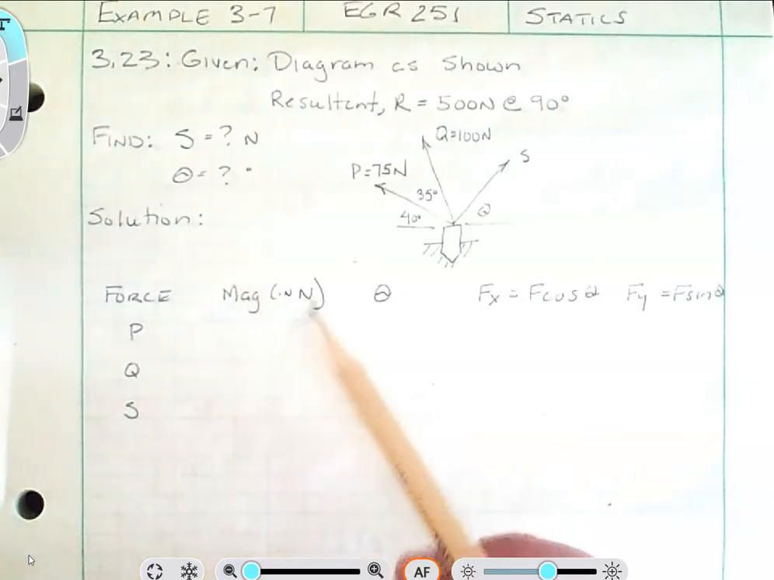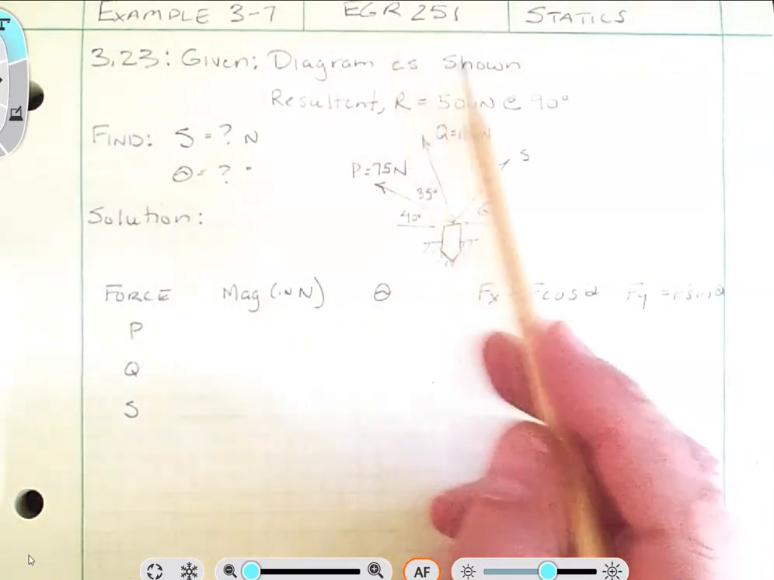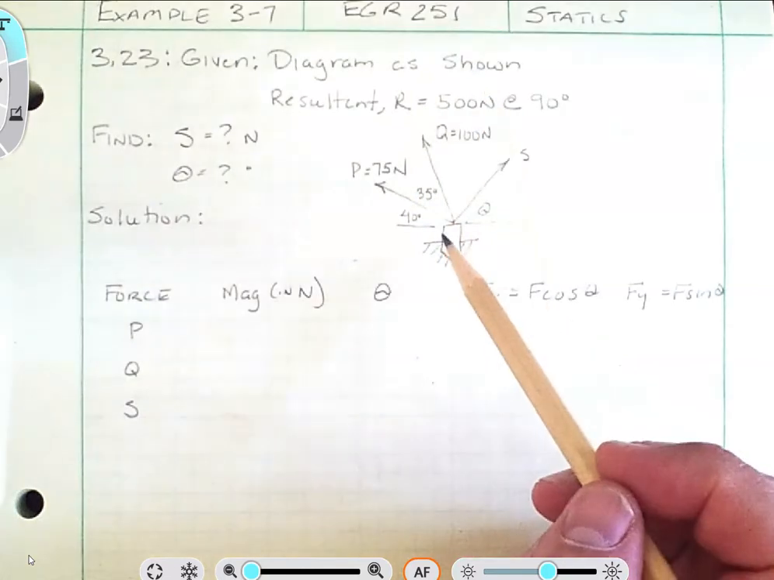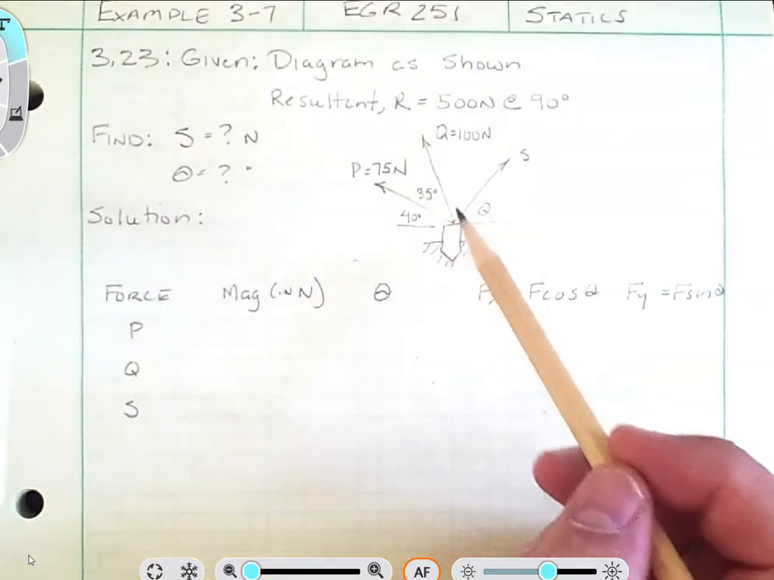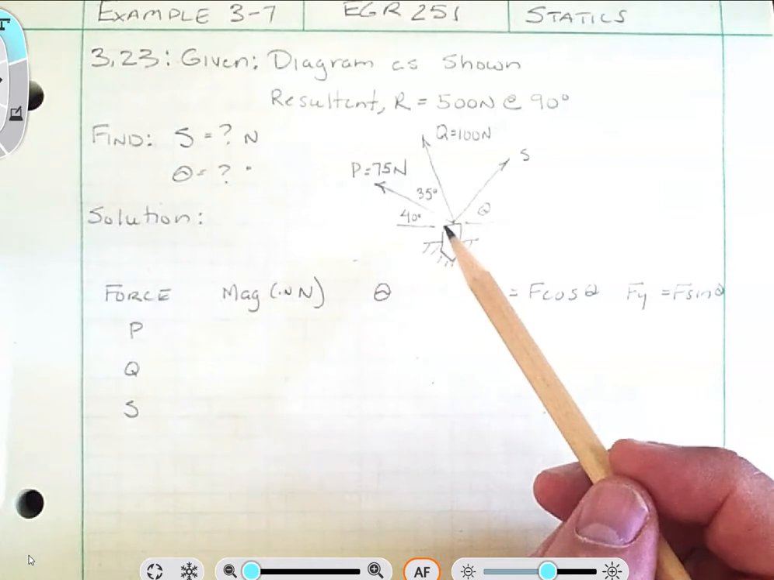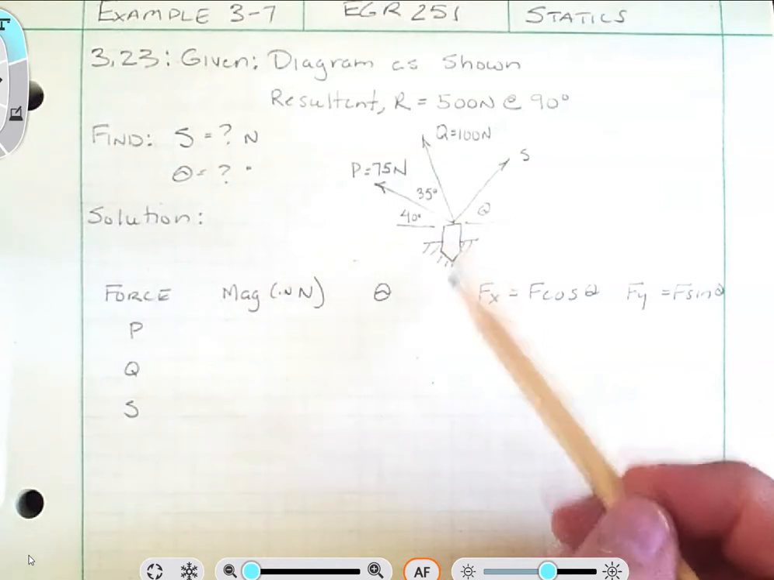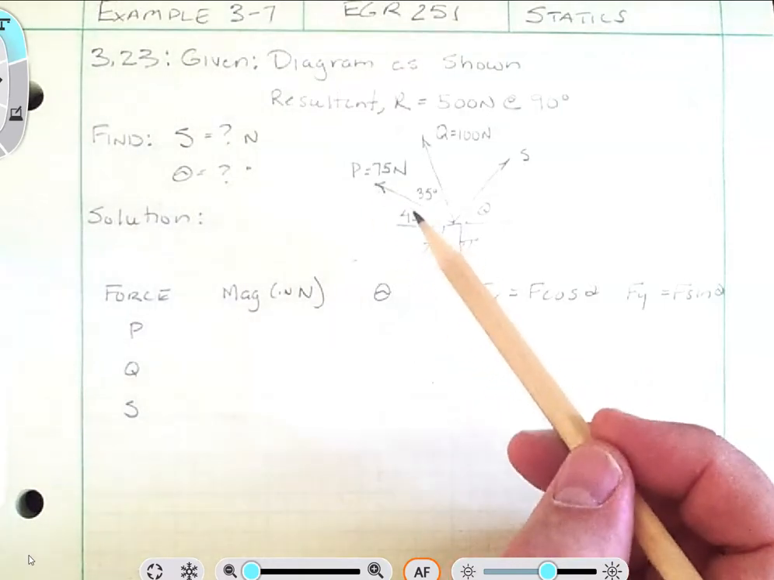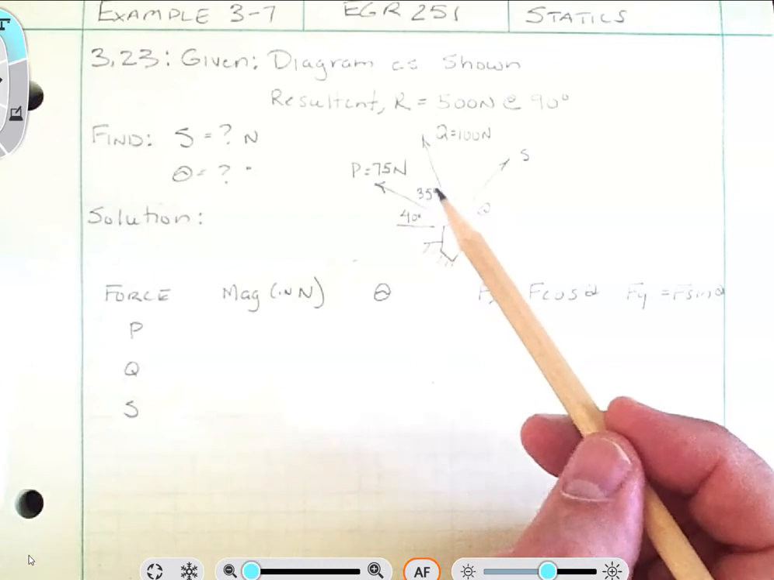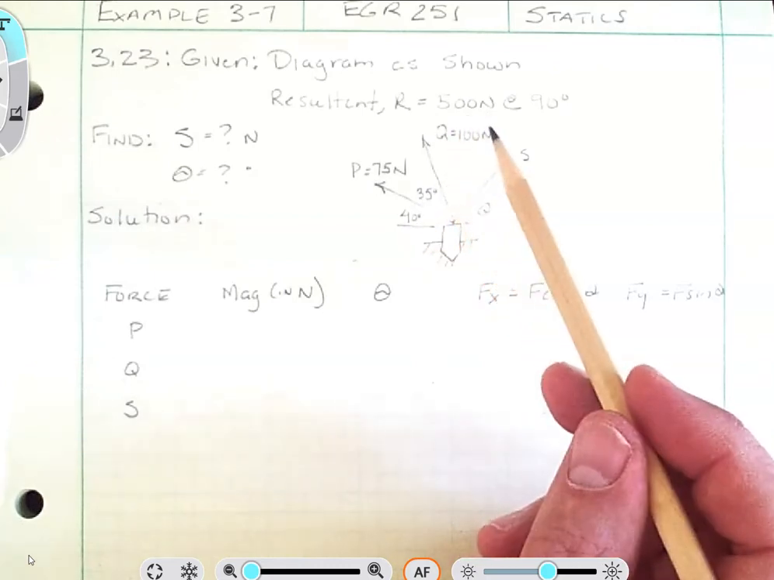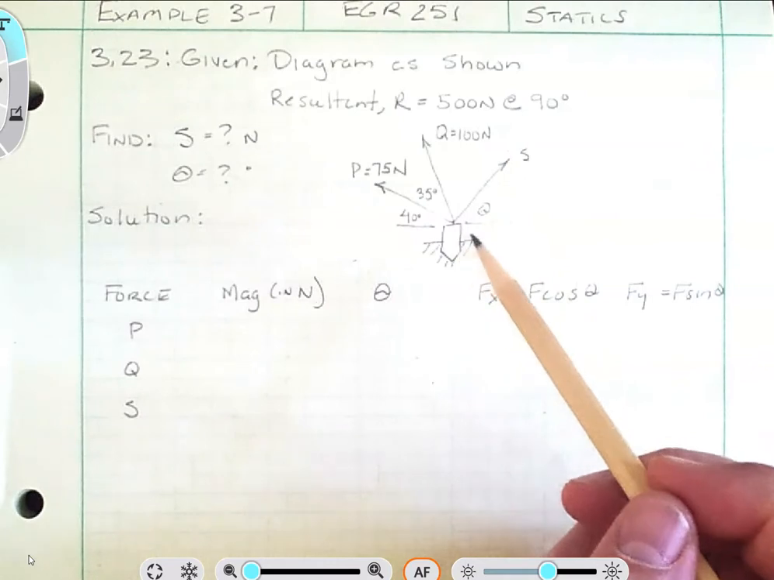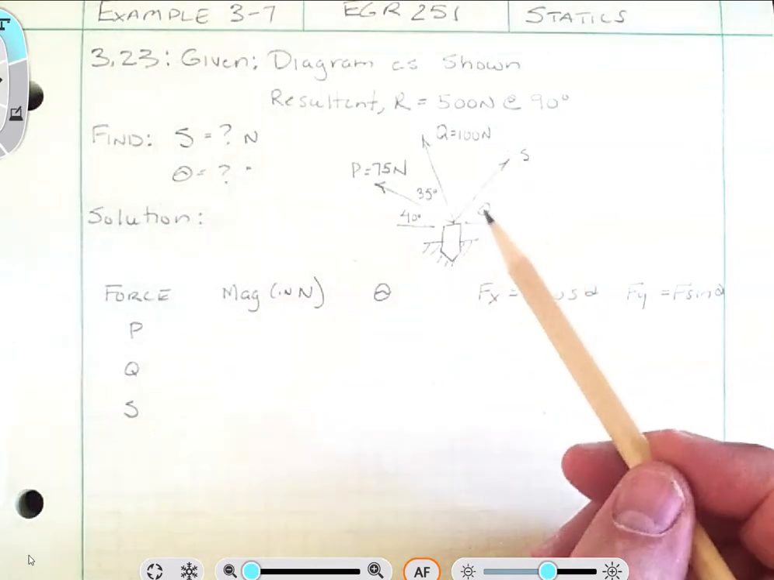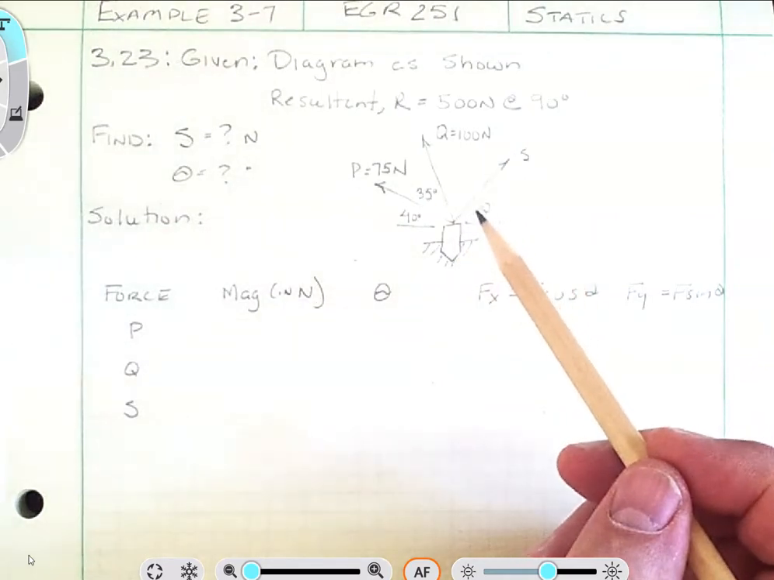If you follow along, we have the diagram shown down here, right? So we have a pin in the ground, and then we have a pile in the ground. Then we have a 75 newton force acting 40 degrees above the negative horizontal. 35 degrees above that, we have Q, which equals 100 newtons. And then we have an unknown force, S, acting at theta. We don't know the magnitude.